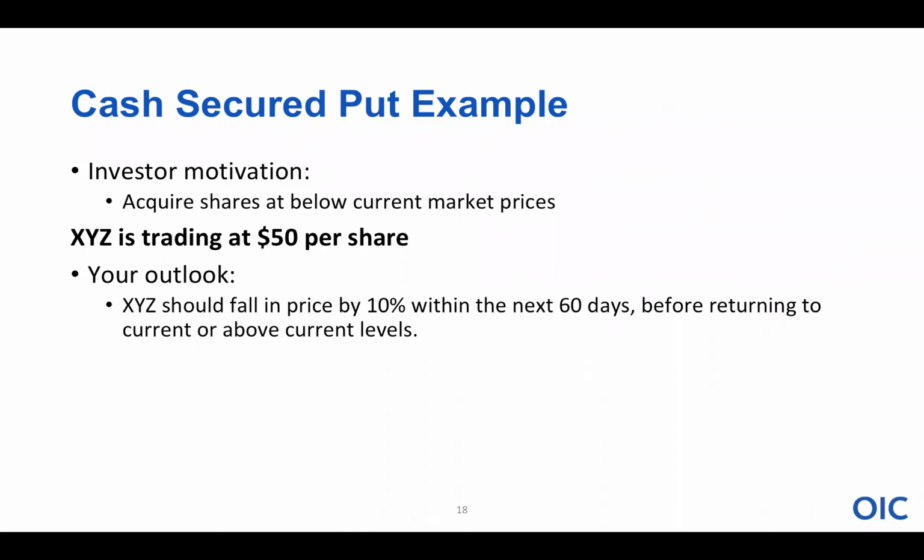So here's an example of a cash secured put. We have a stock, it's trading at $50 a share. Say the stock started at 40, and just 2 weeks ago it was at 40 and now it's at 50. And we're not comfortable buying the shares for $50 a share. But our outlook is, over the next 60 days, there's a good chance that this stock could fall by 10% before returning to the current level or even higher. So we take 10% of 50, that's $5.